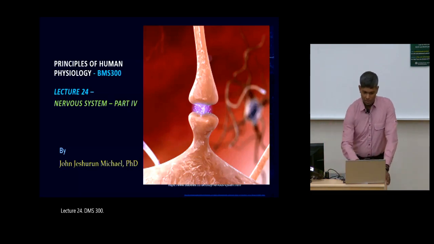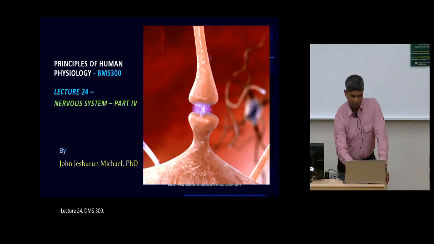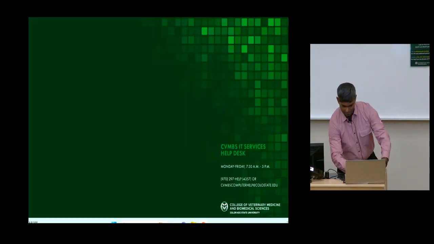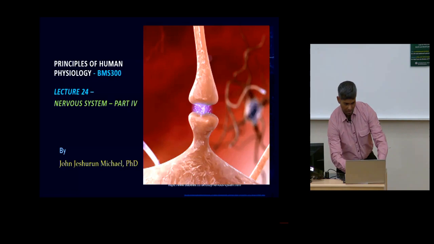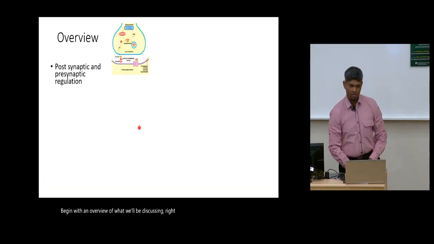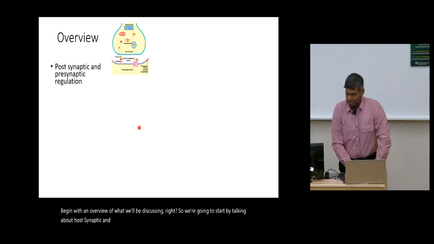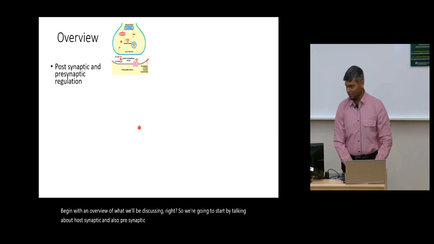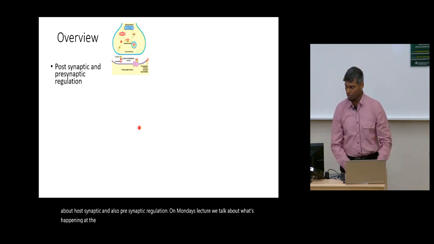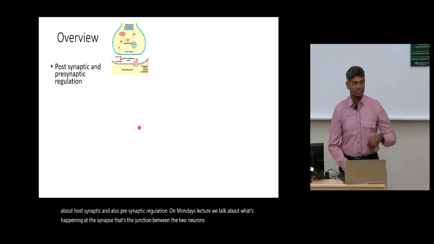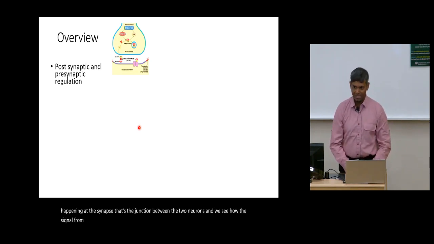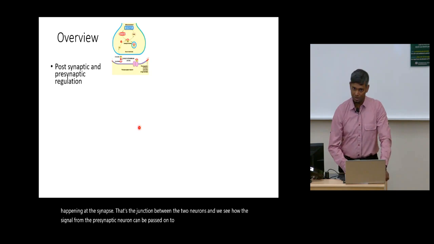Okay, so today we're going to do part 4 of the nervous system, and I'd like to begin with an overview of what we'll be discussing. We're going to start by talking about post-synaptic and also pre-synaptic regulation. On Monday's lecture we talked about what's happening at the synapse, that's the junction between the two neurons, and we see how the signal from the presynaptic neuron can be passed on to the postsynaptic neuron.